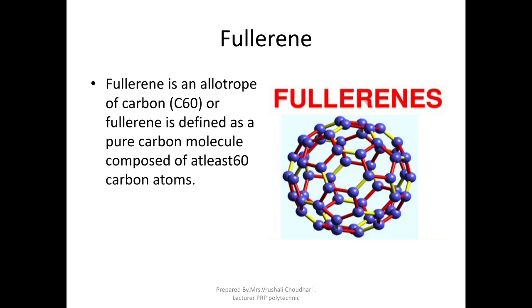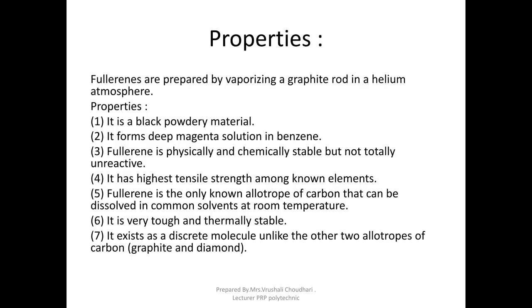We are going to learn the nanomaterial called fullerene. It is the most important type of nanomaterial for engineering students. It is an allotrope of carbon. What is the meaning of allotrope? Having a different arrangement of atoms. It is defined as a pure carbon molecule consisting of at least 6 carbon atoms, arranged in such a way as to form a hollow cage or hollow football-like structure. It is called a fullerene.